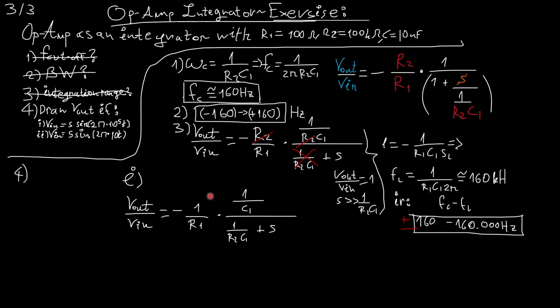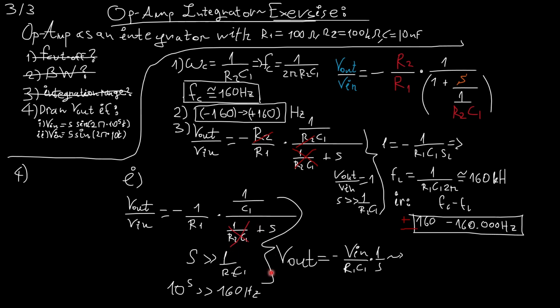R2 has been simplified here and here. And we notice that the frequency now is what? Much higher than 1 over R2C1, much higher than 160 hertz. Therefore, I am in the integration range. Therefore, this term overwhelms this term, and I have that V out over V in is equal to this. Again, this is the same as the integrator that we had without the extra resistance.